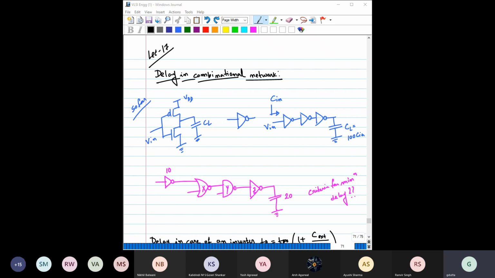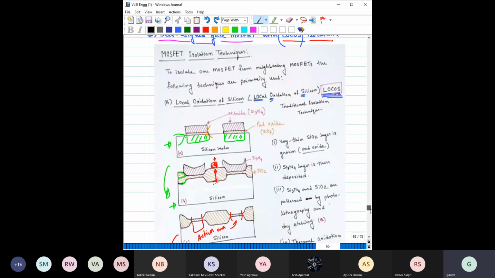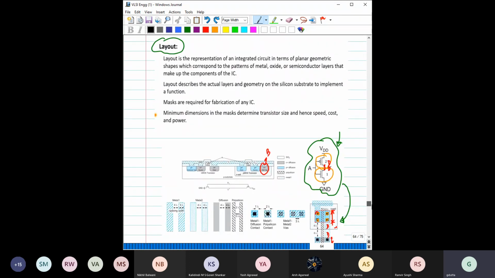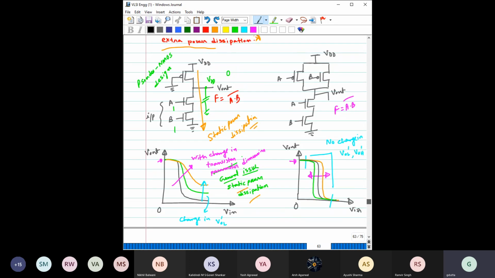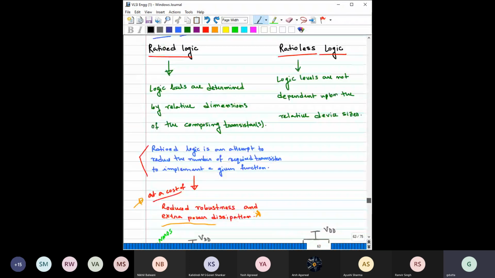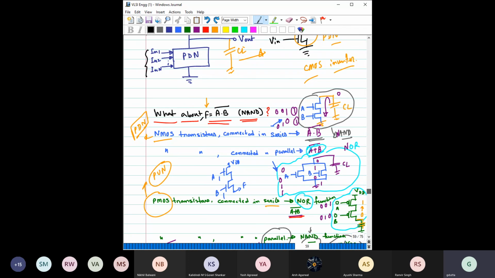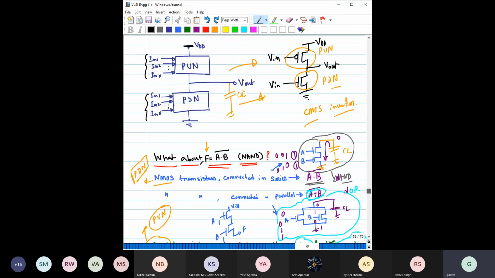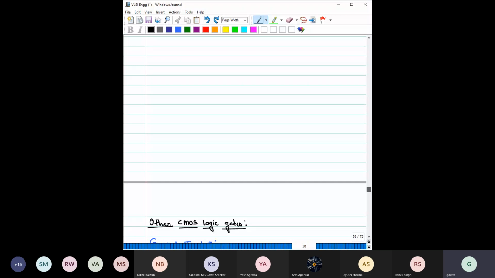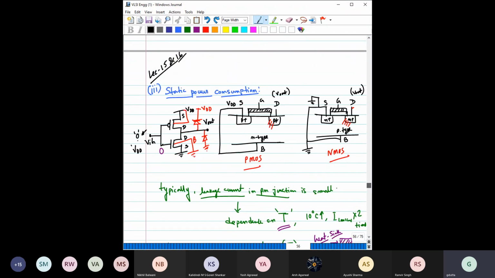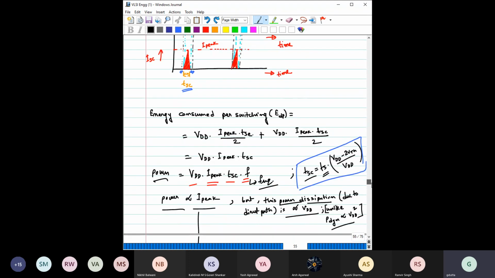In the last class, we discussed CMOS fabrication steps. Before that, I shared with you one recorded lecture on layout. We were also discussing ratioed logic and ratioless logic. Then we discussed how to implement a given Boolean function, and then power, the different types of power dissipation in CMOS circuits.